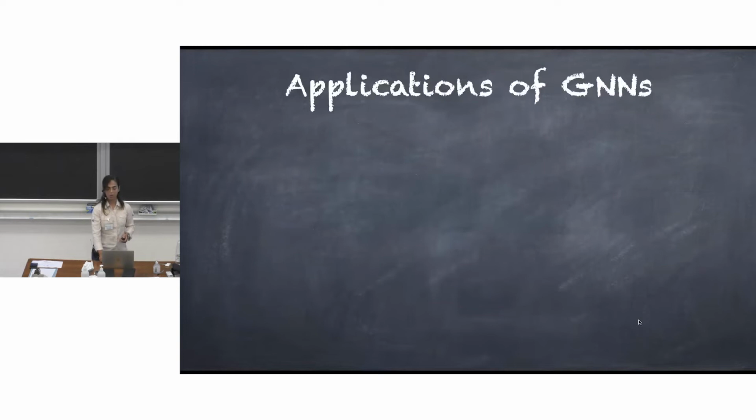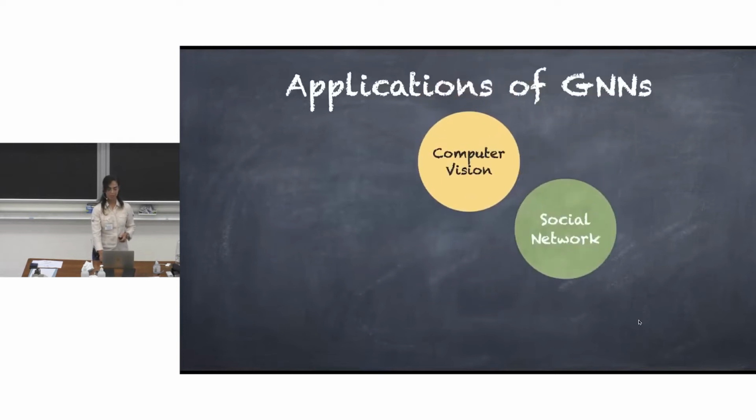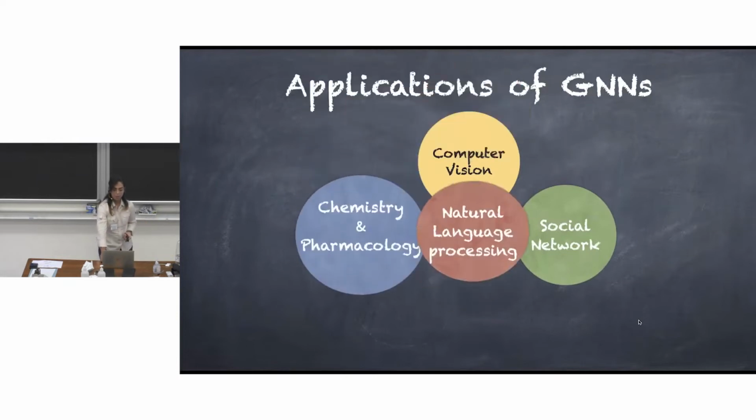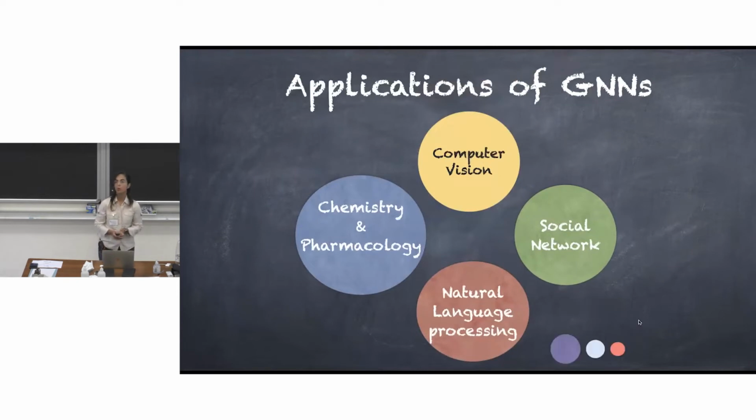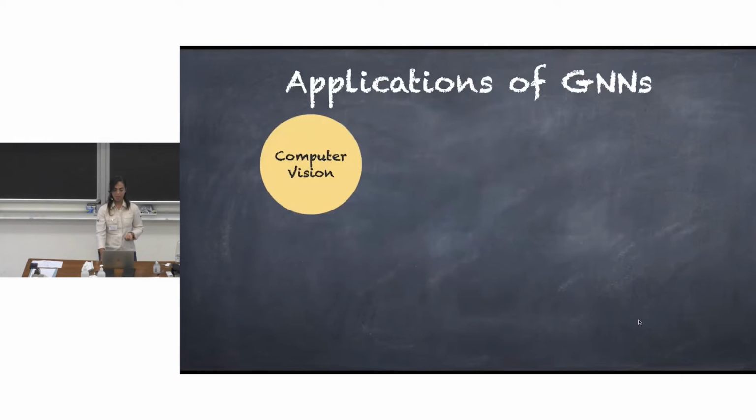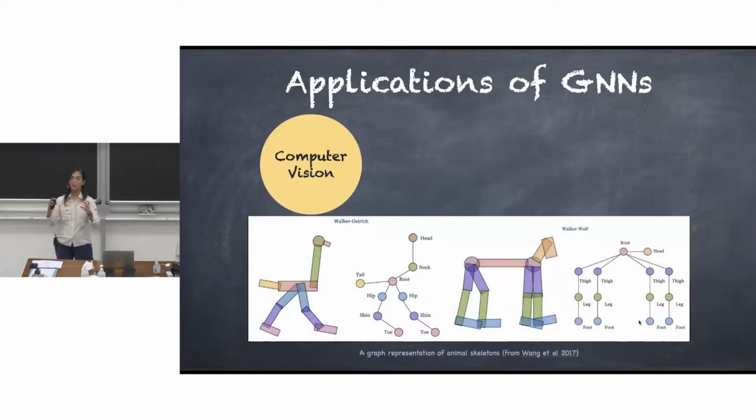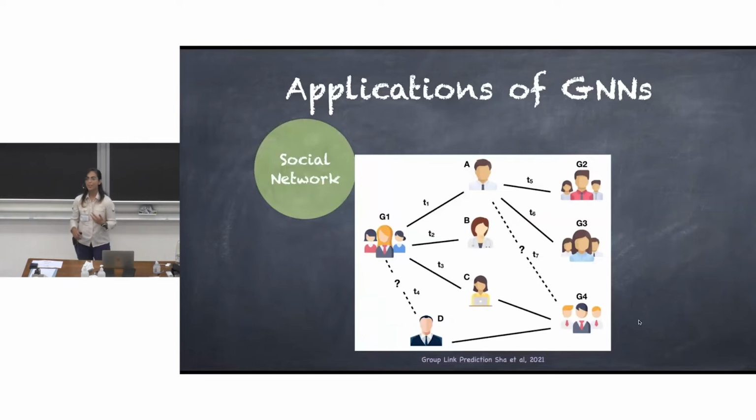There are many applications of graph neural networks, like in computer vision, social networks, chemistry and pharmacology, natural language processing, and many others. These are the established ones that are already used a lot, with many applications and also discoveries based on them. For example, in computer vision, whatever has different related parts you can define as a graph, like an ostrich or this walking wolf that you can see here. In social networks, it's very interesting to me that by having the relations with the people that you have, you can predict how you would be related to other people in the future as well.